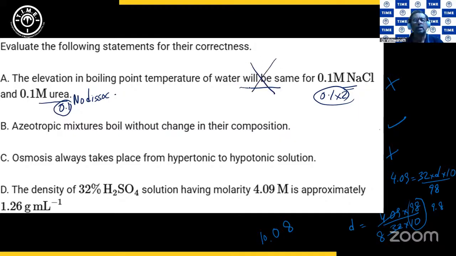Here, azeotropic mixtures boil without a change in their composition. That is what we have seen in the previous question. And then we had said that this is part of both components volatile.